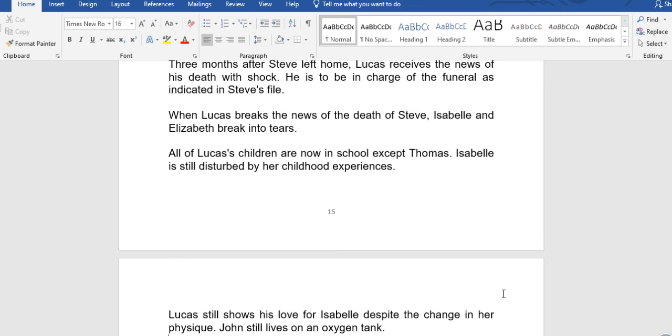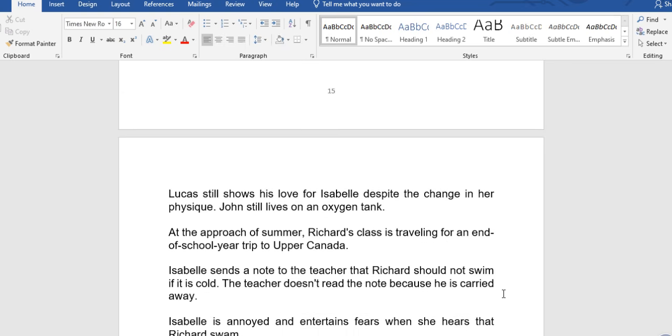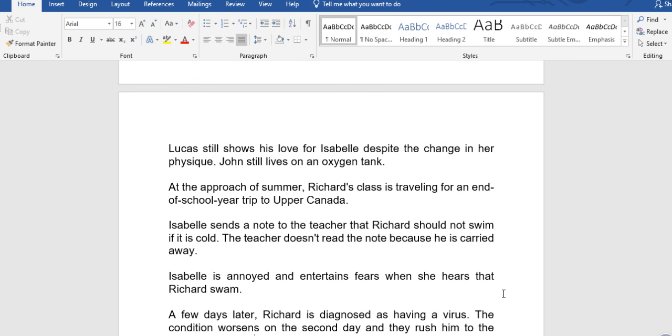All of Lucas' children are now in school except Thomas. Isabel is still disturbed by her childhood experiences. Lucas still shows his love for Isabel despite the change in her physique. John still lives on an oxygen tank.